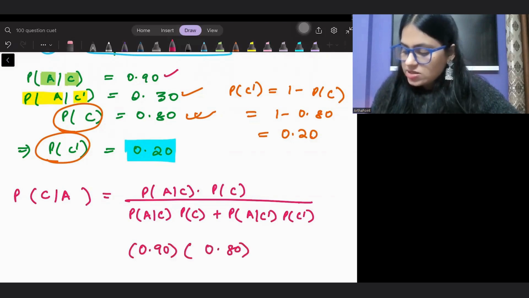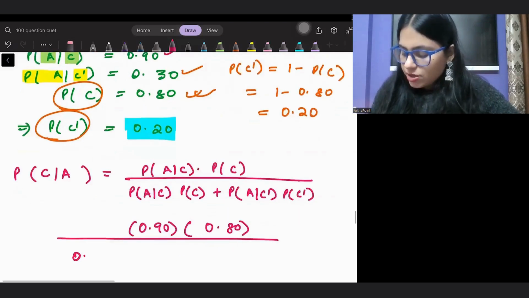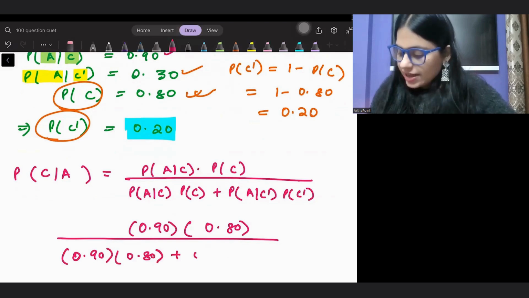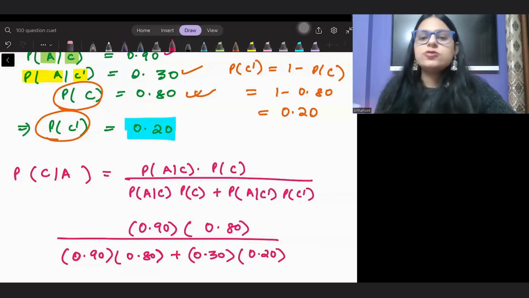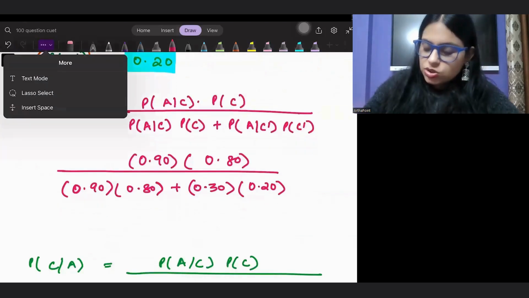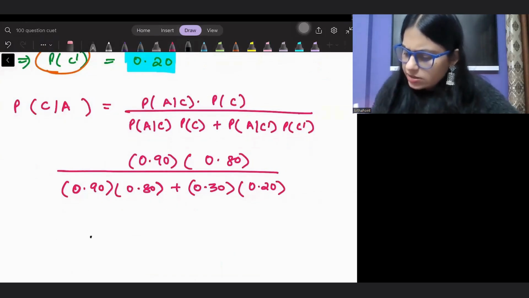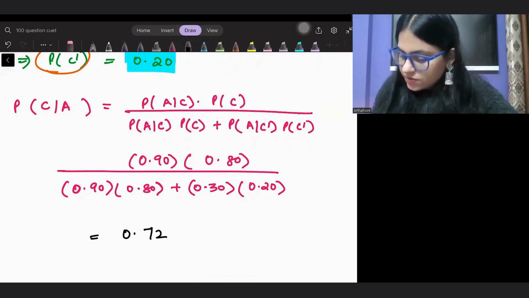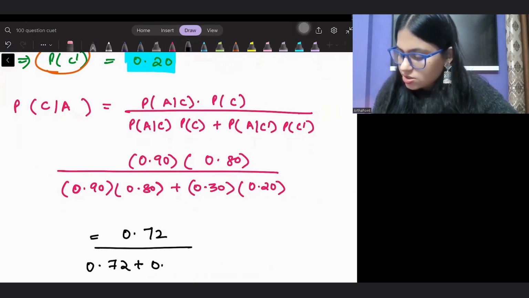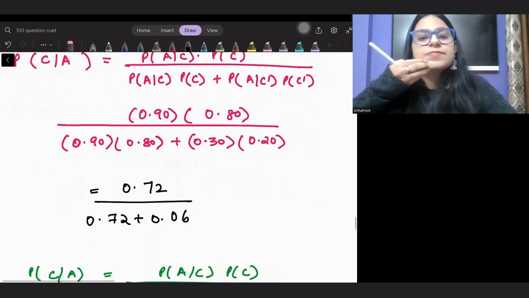C is 0.80. A given C is 0.90. C is 0.80. A given C dash is 0.30 and C dash is 0.2. Now I will just solve this. So this will be 0.9 into 0.8, kar lete hain, 0.72, upon 0.72 plus 0.3 into 0.2, 0.06.